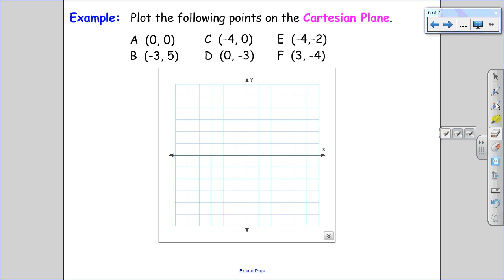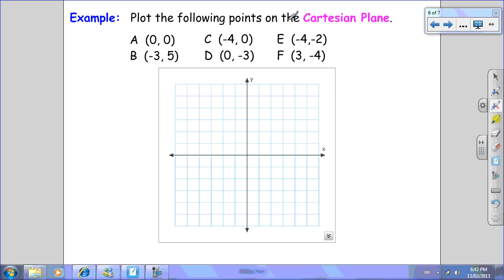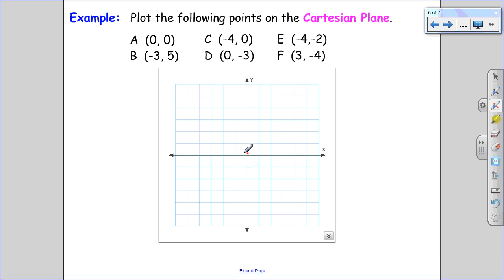Last thing I want to do before I give you a bit of practice to do is plot some points. Now the point A is 0, 0. So that's right here at the origin. And we label that using a capital letter A. The next point is negative 3, 5. And that's telling us to start at the origin. And the x-coordinate is negative, so it tells me to move left of the origin. And the y-coordinate is positive 5, so it tells me to move 5 points up.